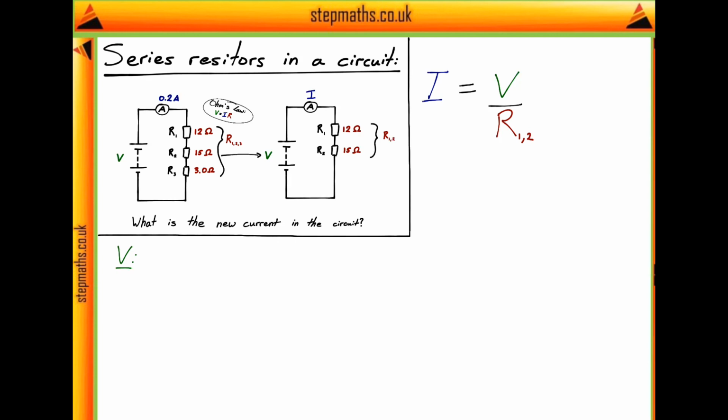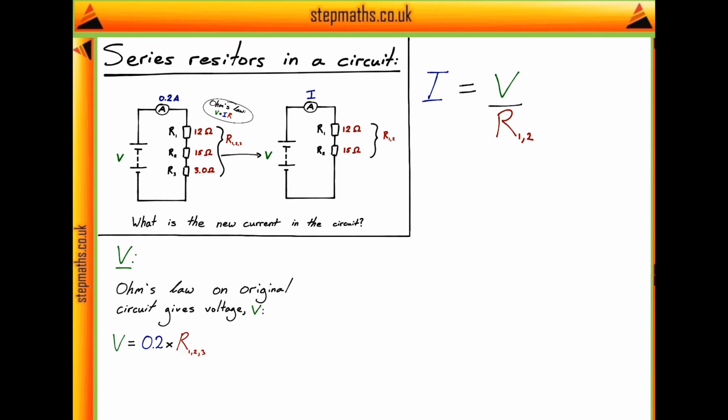The only way of doing this really is to look at our first circuit. We can use Ohm's law on this first circuit. The reason we do this is that we have a value of the current, 0.2 amps, and we also have the resistance of each of the individual resistors making up the circuit. So if we use Ohm's law, we get an expression like this: the voltage in the battery is equal to the current through the circuit, 0.2 amps, multiplied by the resistance of the circuit, R123.